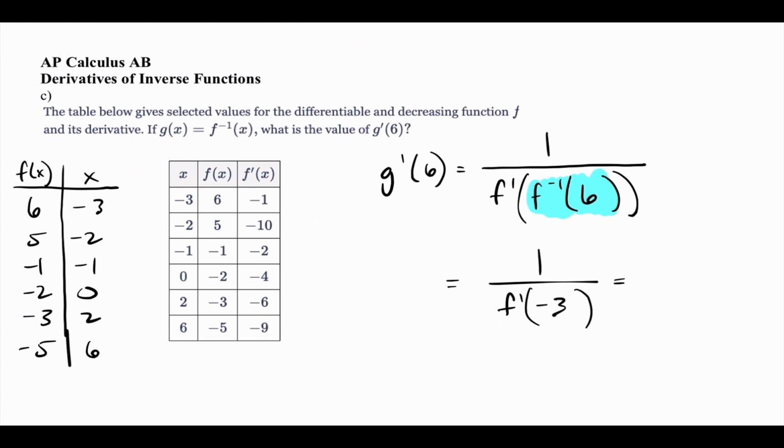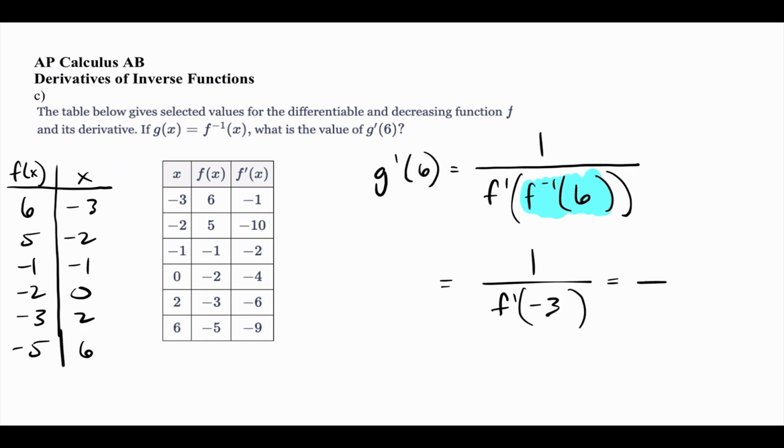f prime of negative 3 is what? Here's f prime, here's negative 3. Negative 1, which equals just negative 1. You're done.